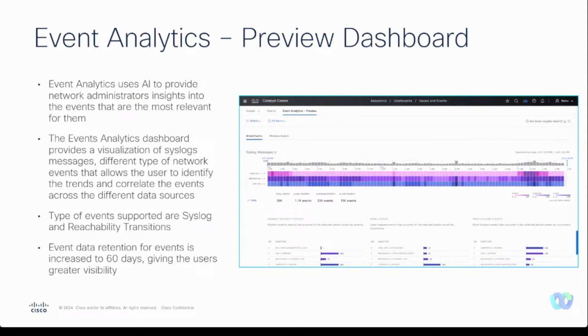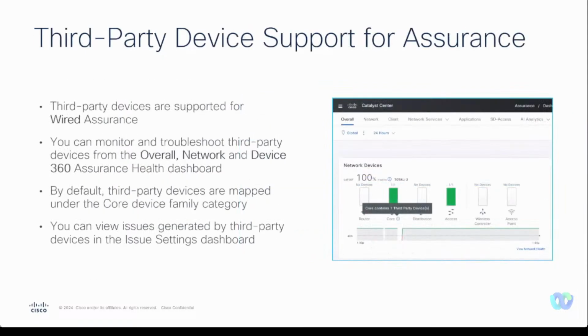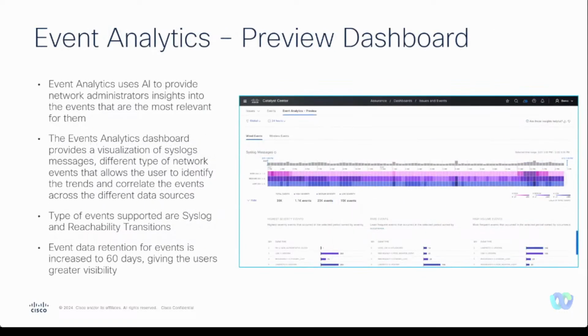So what the dashboard will now do is give you a heat map that categorizes and displays the syslog messages by severity, and will also allow you to track wired and wireless network event reachability transitions. So this should help your network administrators understand all the data that's coming in, and will also give you those AI-driven insights into what devices are the most relevant. So you do need to make sure that you enable event analytics under the AI analytics part, and it will require an Advantage license to do so.